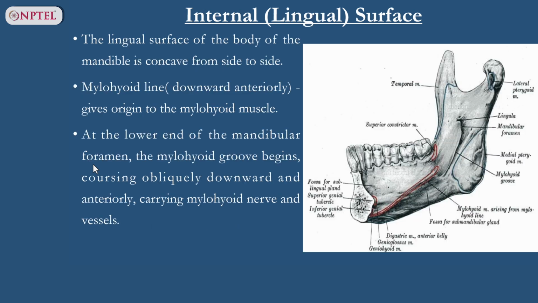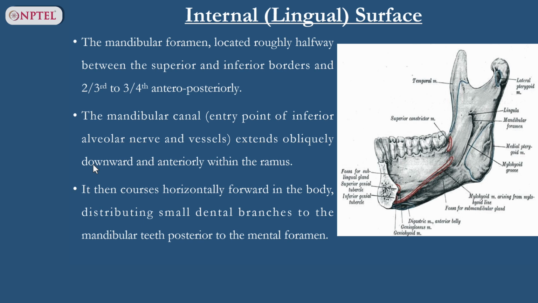The lingual surface of the body of the mandible is concave from side to side, and the mylohyoid line is present on the surface, running downward and anteriorly, and it gives rise to the mylohyoid muscle. At the lower end of the mandibular foramen, the mylohyoid groove begins, and that courses obliquely downward and anteriorly, carrying the mylohyoid nerve and vessel. The mandibular foramen is located roughly halfway between the superior and inferior border of the ramus of the mandible on the lingual surface, and roughly 2/3 to 3/4 from the anterior border towards the posterior.